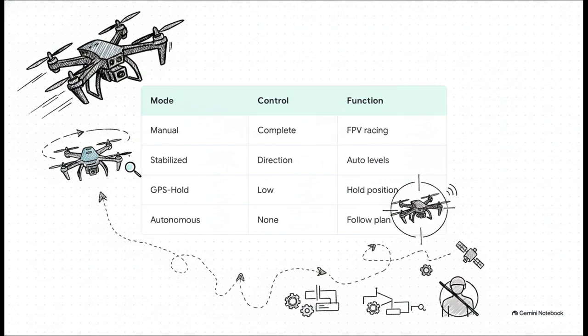Moving to GPS hold or loiter mode, the outer loops fully kick in, literally locking the drone to an exact coordinate in the sky, which is absolutely perfect for things like industrial inspections. And finally, autonomous mode takes the human entirely out of the equation, executing those complex path planning algorithms we discussed to flawlessly follow a pre-programmed mission.